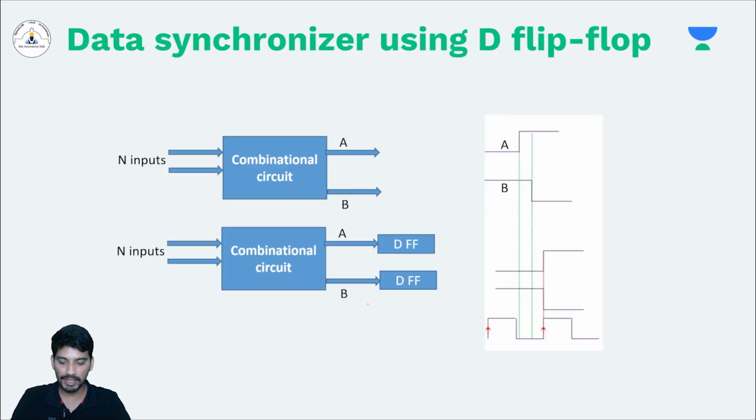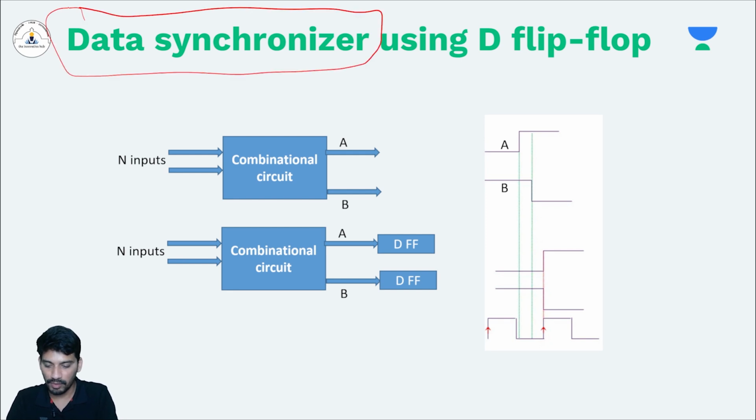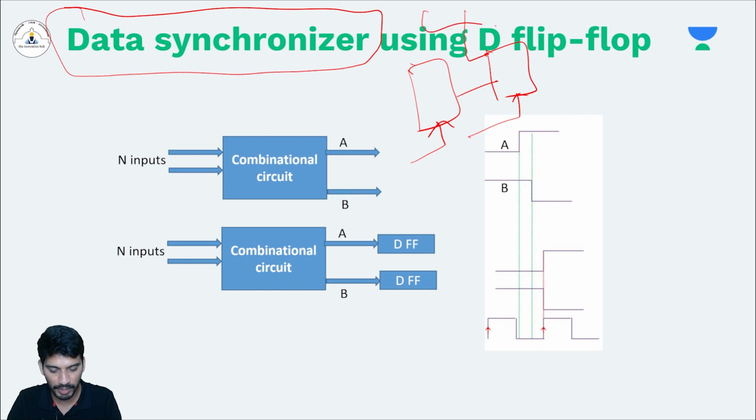And another application is the data synchronizer. This is very, very important. What are data synchronizers? Data synchronizers are very essential blocks in any communication devices or any kind of devices where data synchronization is required. Why is synchronization required? Because let's say you have a circuit like this, and one of the inputs is coming directly from a flip flop and the other input is coming from a very big combinational circuit.